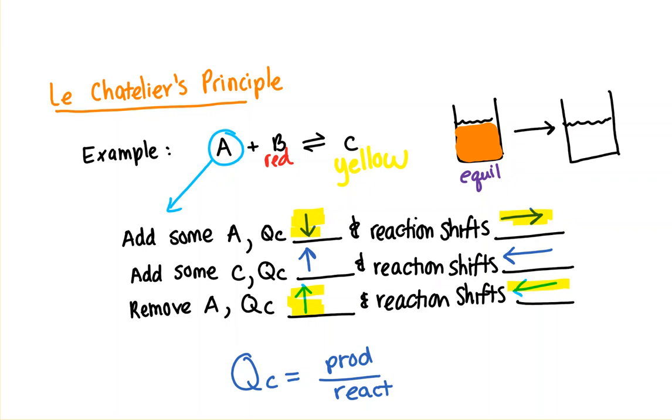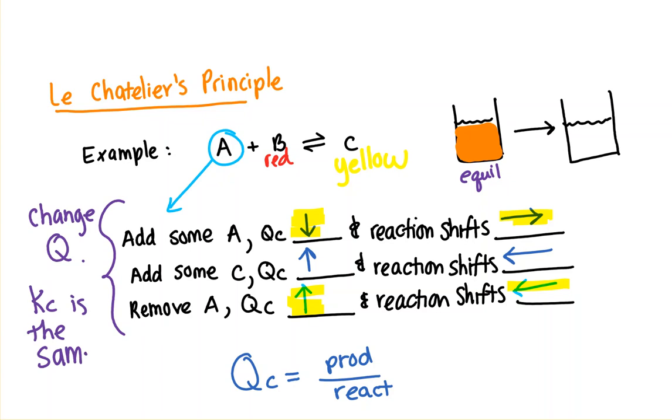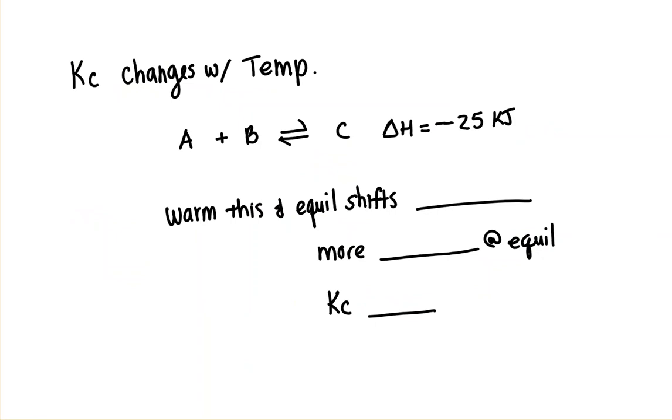Okay, I want you to note that changing these concentrations changes the reaction quotient, but they do not change the equilibrium constant Kc. We said earlier that Kc, the equilibrium constant, can change with temperature. It does not change when you change concentrations. It doesn't change with a catalyst. It doesn't change with changing pressures if you're dealing with a gas, but it can change with temperature, and it will, depending on if the reaction is endothermic or exothermic.